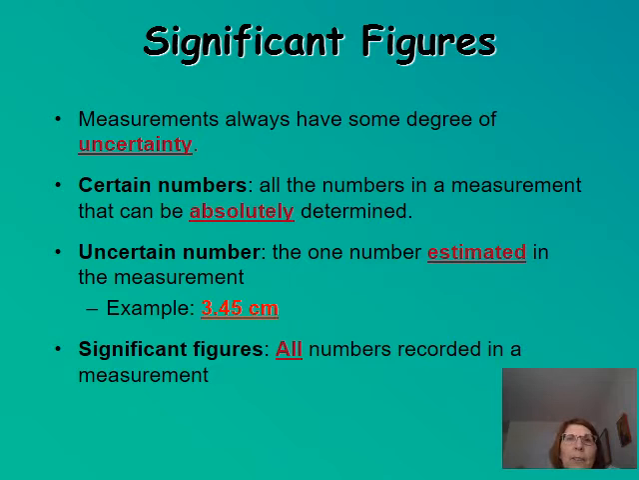So we're going to talk about significant figures today. When we do measurements, there's always a certain degree of uncertainty. Some numbers can be absolutely determined and the others have to be estimated. If we were measuring a length, the numbers we would know for certain are the 3 and the 4 there in the 3.45. The estimated digit is always the last digit, and this is different from what you've done before. So significant figures are all the numbers recorded in a measurement.